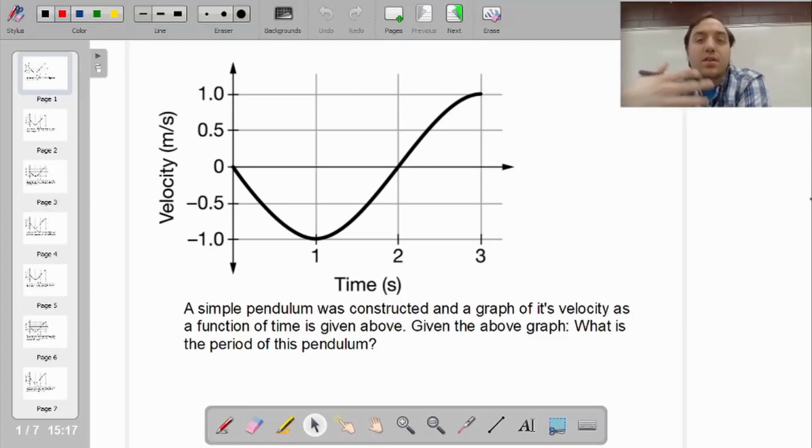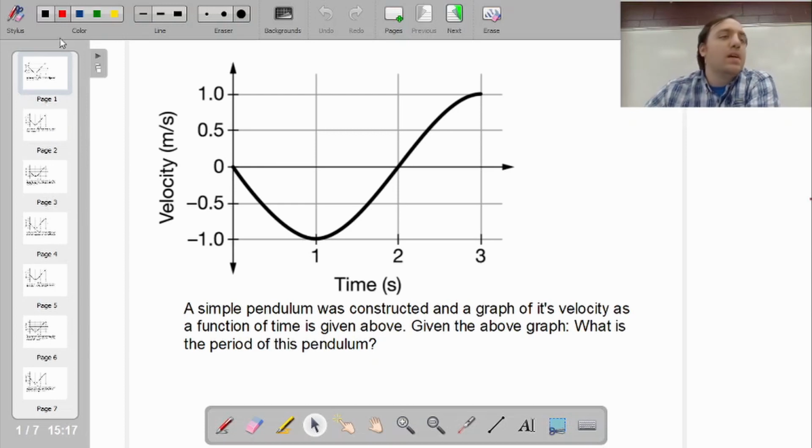Today we're specifically talking about taking our information about simple harmonic motion and applying it to AP style problems. The AP exam likes giving graphs or calculations and not directly asking you about your knowledge, but asking you to apply it, making use of your understanding of it.